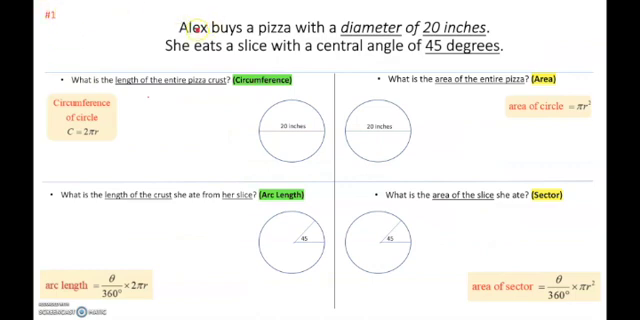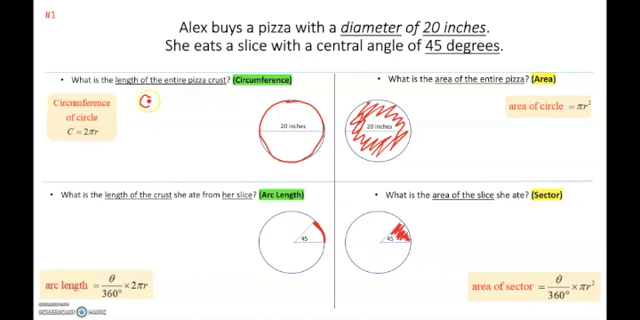So in this first example, we have Alex who buys a pizza with a diameter of 20 inches, and she eats a slice with a central angle of 45 degrees. So we'll be able to find the length of the entire pizza crust, which will be the circumference of the circle. And then we'll be able to find the area of the entire pizza, which will be the area of the circle. Then we'll be able to find the length of the crust that she ate from her slice, which will be the arc length of the circle. And then we'll be able to find the area of the slice that she ate, which will be the sector area of the circle.